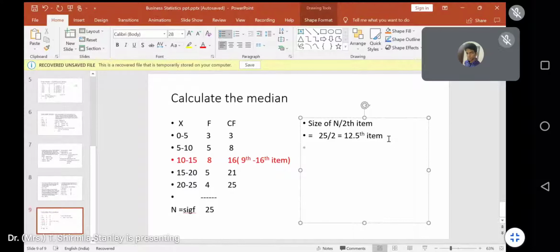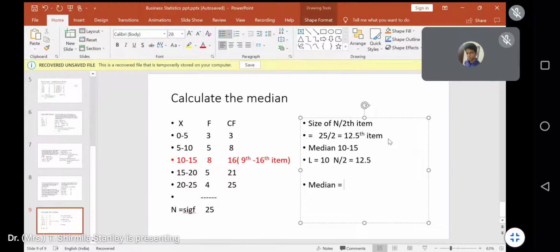So our median will lie somewhere between 10 to 15, but which exactly we don't know. But we know one thing, that our lower limit will start from 10, 10 plus something, but it will not be more than 15. And what other things we have? We have our n by 2, which is equal to 12.5. And then what more we need? We need the formula for this.